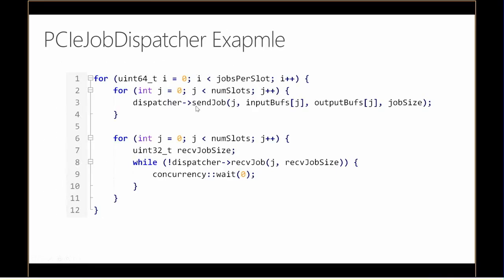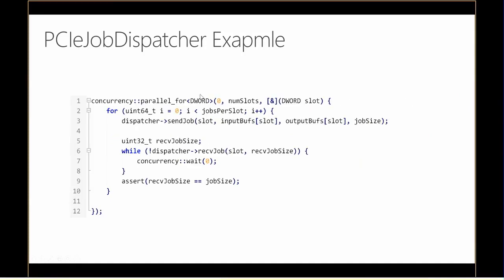Here is an example of the single-thread version of using the dispatcher. The outermost loop is the jobs you want to perform on each slot. Then you iterate through the slots and send 1 job for each slot. Then you wait for the output of each slot, and then do the same thing for the next job of each slot.